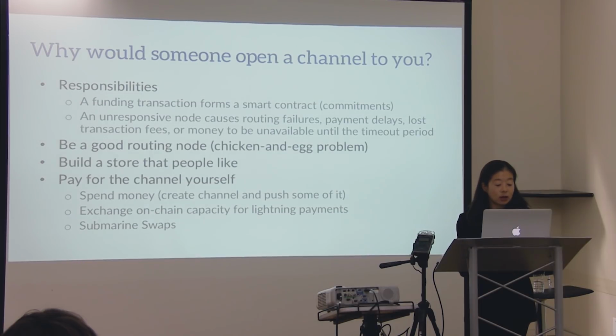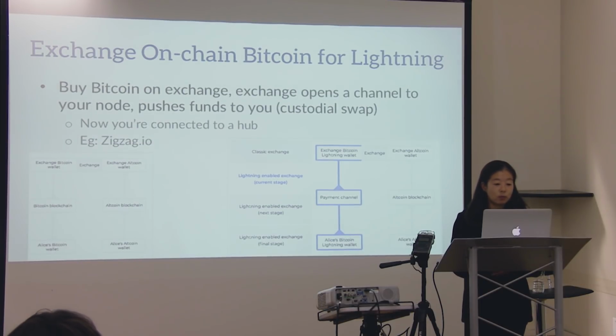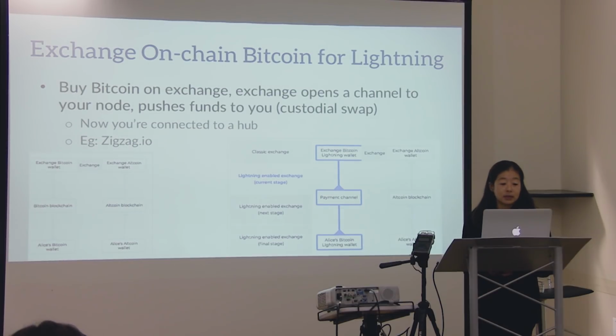So the other two options are, well, one is to exchange on-chain Bitcoin for Lightning payments. Zigzag.io is an example of such an exchange. They let you buy Bitcoin on the exchange, and the exchange then opens a channel to your node and pushes the funds to you. So you're basically paying on-chain for off-chain or Lightning Bitcoin. And you can also do it the other way around.